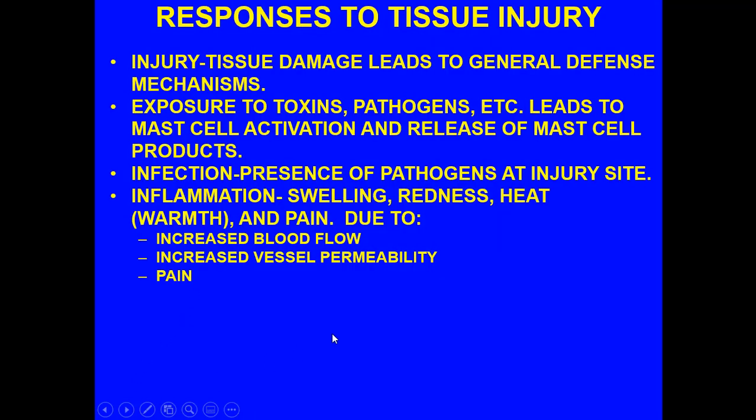Now, we finally come up to just about the last section, and this is an important area. How do tissues respond to injury? When we talk about injury, we're talking about tissue damage that leads to general defense mechanisms. This can occur via exposure to toxins or pathogens. It can lead to mast cell activation and release of mast cell products such as histamine.